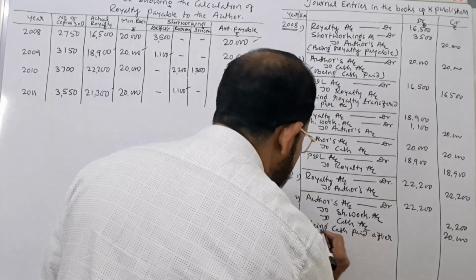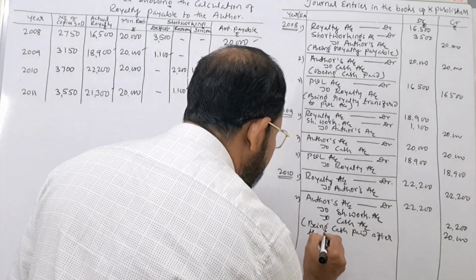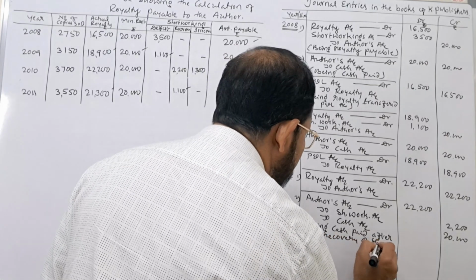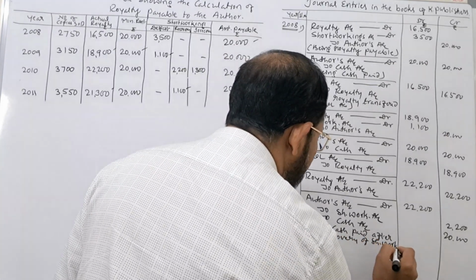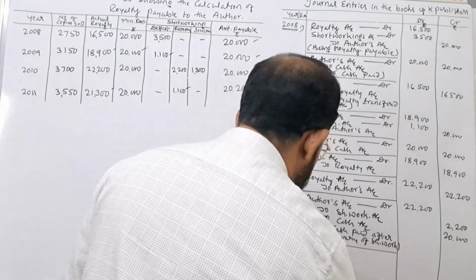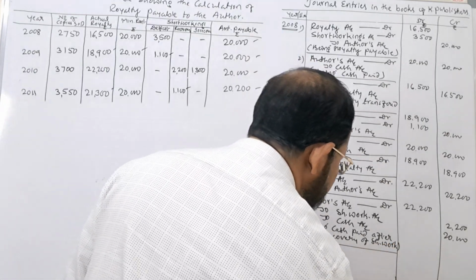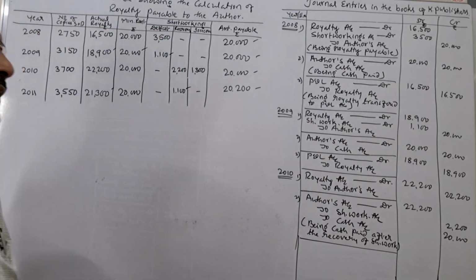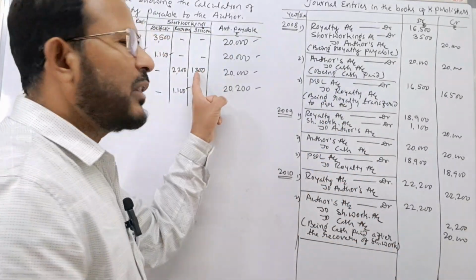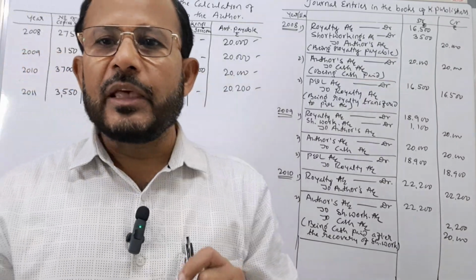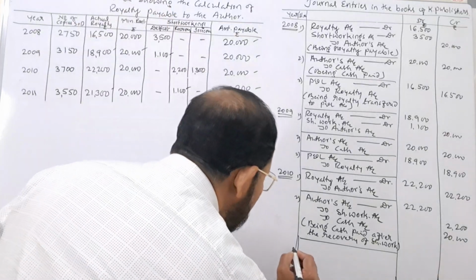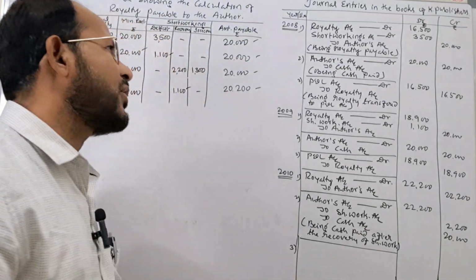after the recovery of short workings. But here full recovery is not made because the excess royalty is not sufficient to recover the full short workings. Only 2,200 was recovered and rupees 1,300 is the irrecovered amount. Therefore, what is to be done here? This one is also transferred to profit and loss account.